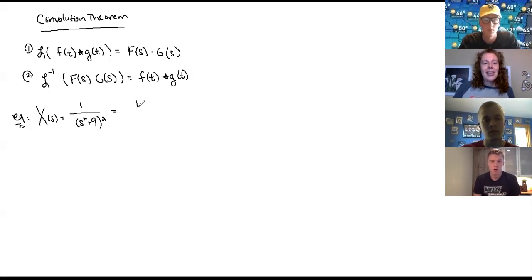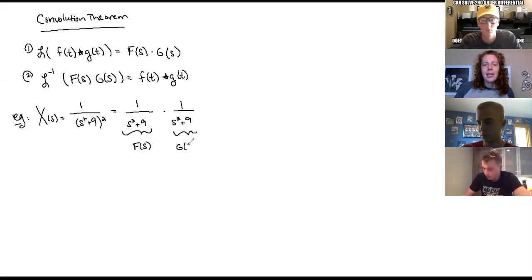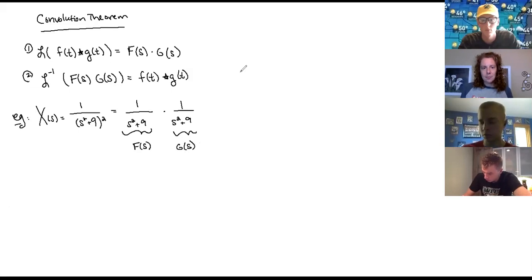So I can write this as 1 over s squared plus 9 times 1 over s squared plus 9, right? I can totally multiply those 2 together. The first one, they're actually equal to each other in this case, is my capital F of s, and the second one is my capital G of s. Those 2 are the things that I'm multiplying together.